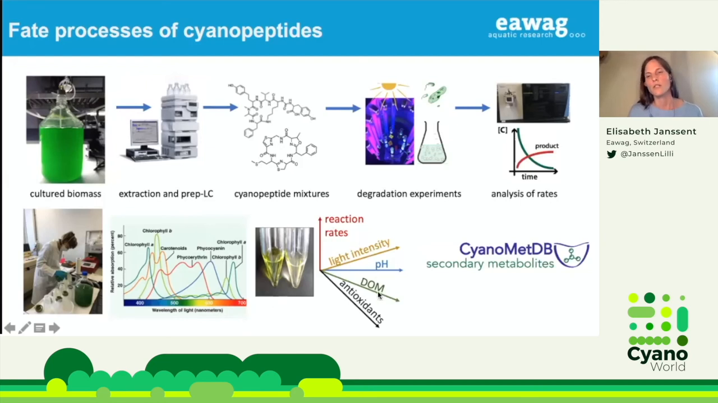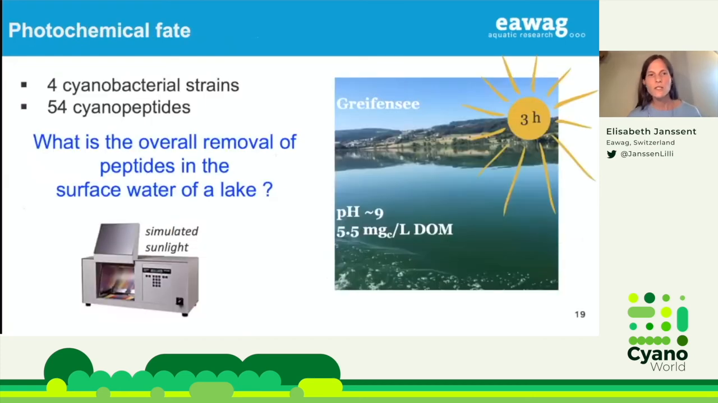We look at different environmental conditions, and today I thought I'd show something about half-lives in sunlit surface waters and the effect of pH on these transformation rates. And then we use our common analytical pipeline with the CyanoMetDB for our suspect screening. In this screening study, we used 4 cyanobacterial strains. We were able to look at the phototransformation of 54 cyanopeptides that gave a good enough signal that we could monitor it over time. And we really just asked the question of how much of these peptides is removed in the surface water.